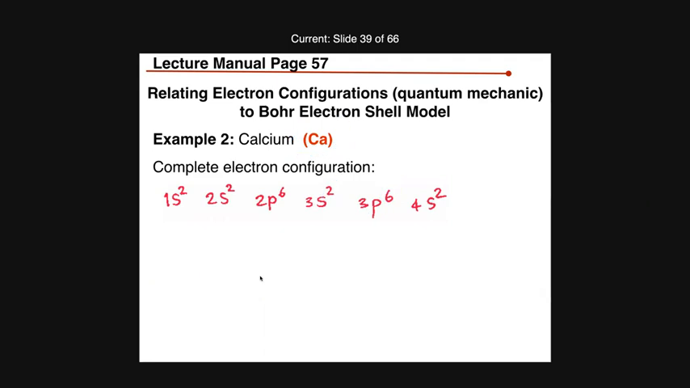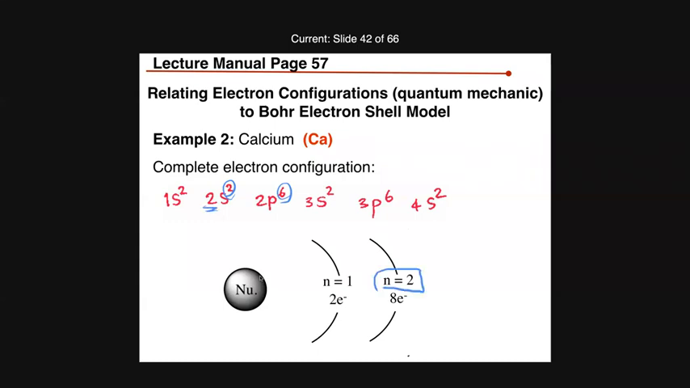Let's take a look at how we can write this as the Bohr electron shell model. You're going to have the nucleus, and the first layer would be 2 electrons from 1s2. The second layer would come from 2s2 and 2p6. You add these two numbers together to get 8 electrons total, because this is n equal to 2. Now n equal to 3, as I mentioned earlier, is going to have 8 electrons, because this is n equal to 3 right here. There are 8 electrons total.